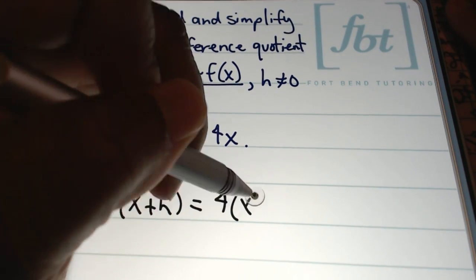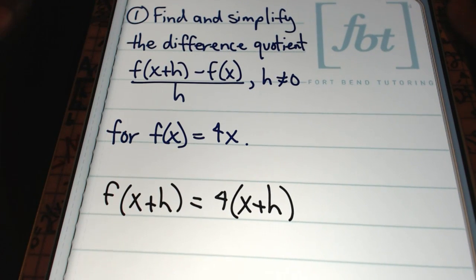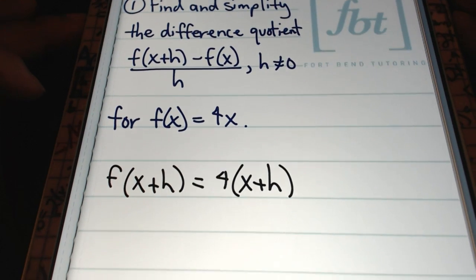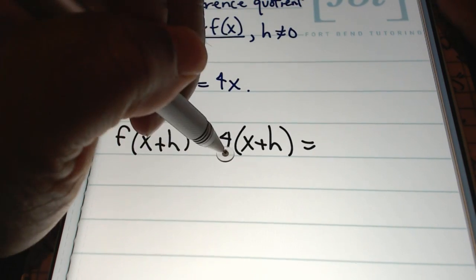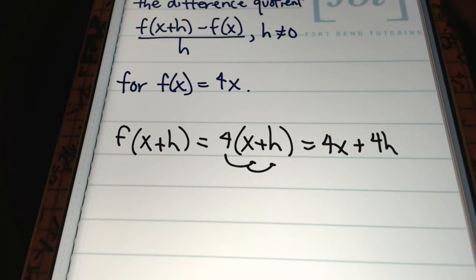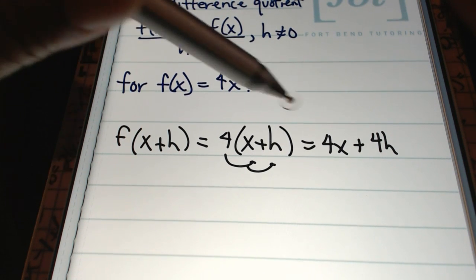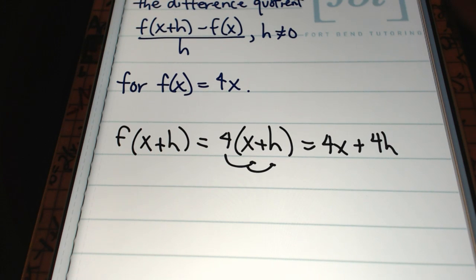We'll have 4 times the quantity of x plus h. And you can go ahead and distribute this if you like by getting your arrows popping around here. That's right. Get those arrows popping, as you know I love to do with the distributive property. So we find out that f of x plus h is equivalent to 4x plus 4h. Now we can plug these values into the difference quotient and attempt to simplify it.